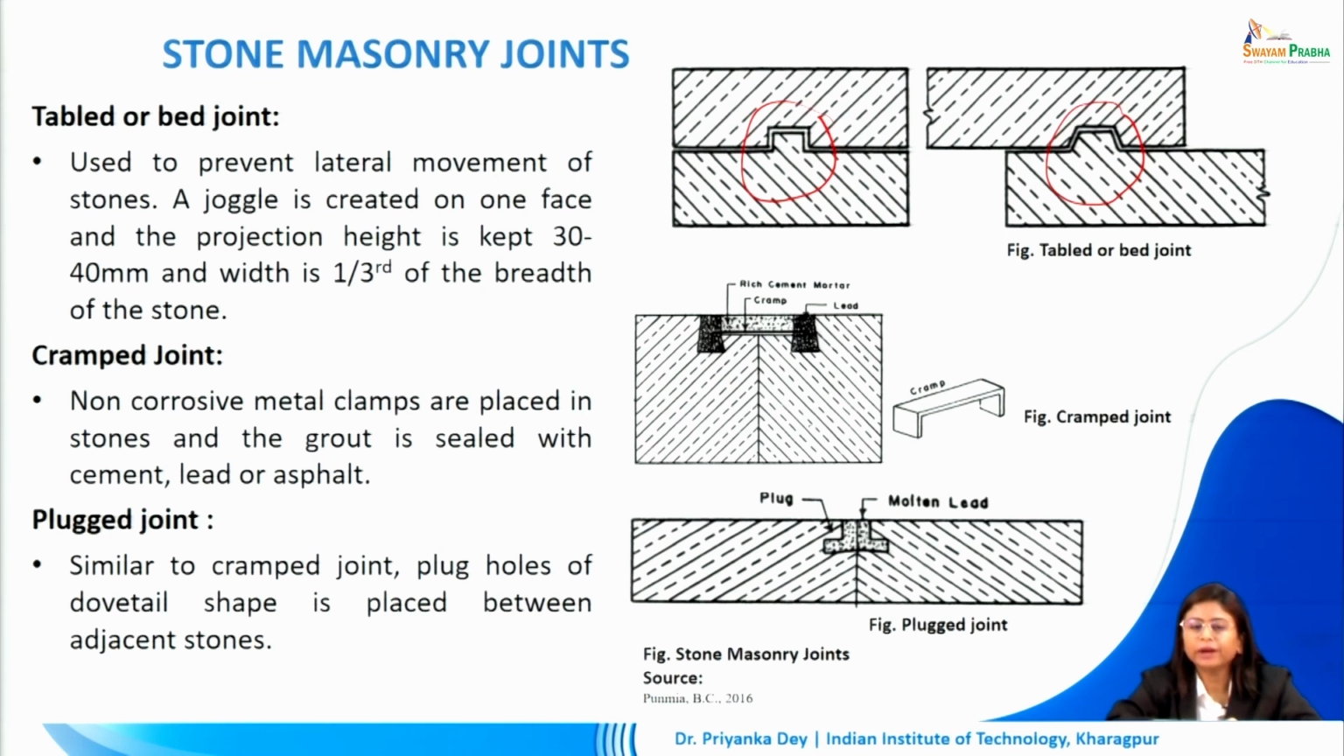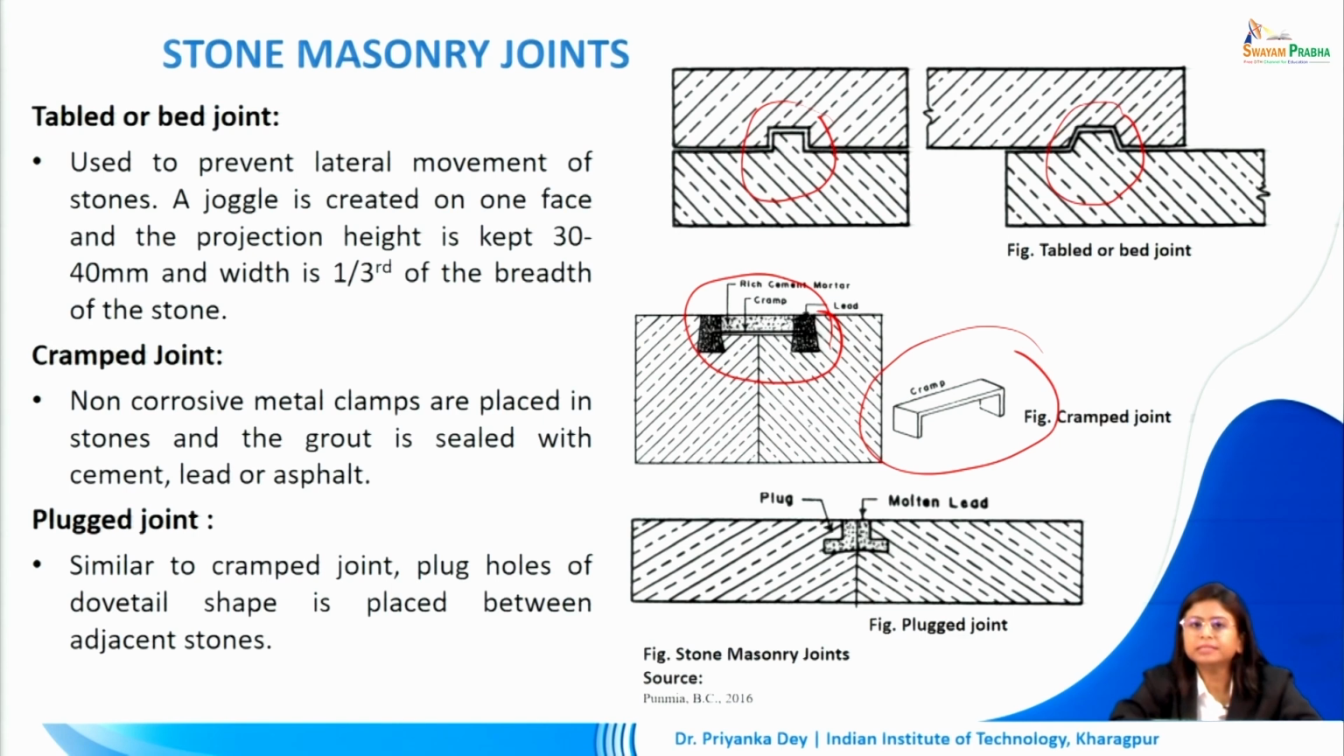The cramp joint is one in which a non-corrosive metal clamp is used. So we use grout to seal this with cement, lead or asphalt, and different other shapes of cramps are also possible to be used, and we use that to hold the two adjacent stones together.